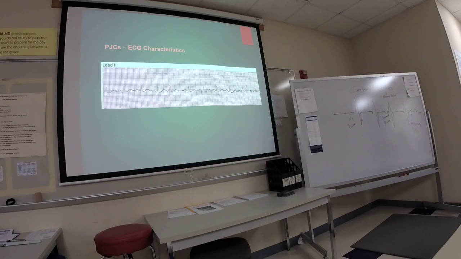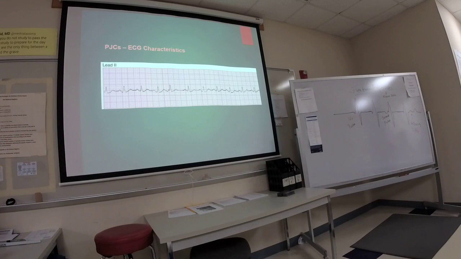Where's identify the PJC in here? It's going to be right here, correct? See, this is regular, regular, regular. Then this is not regular, right? See the width between the QRS complexes? It's not the same as this distance here, correct? And it looks different too. Now this underlying rhythm is what?